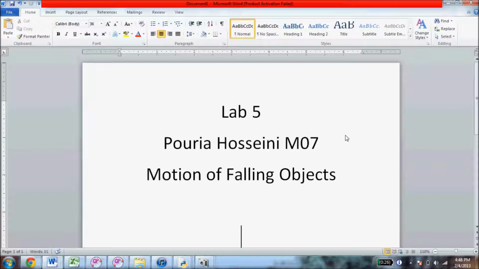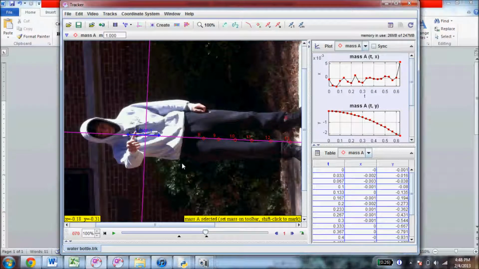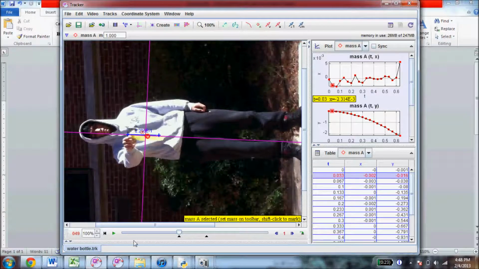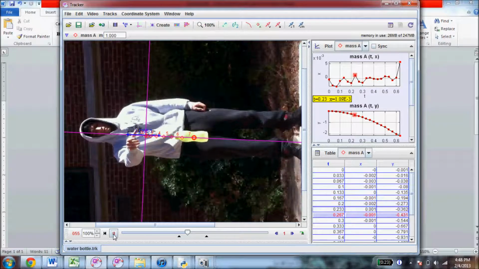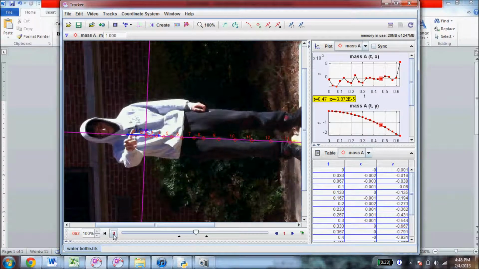The objective of this lab is to analyze objects in free fall and the effects of gravity and drag on these objects. For my first object I used a plastic water bottle. This is the object that was supposed to move fast or have very little drag. As you can see, it falls.